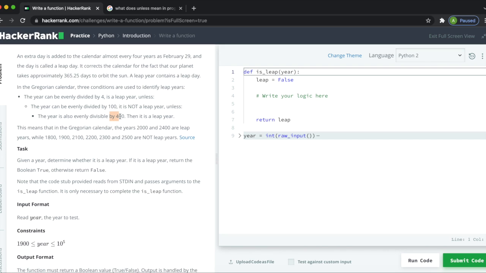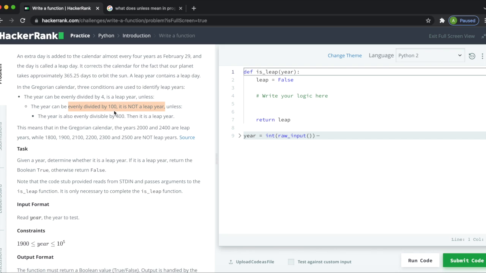So it says evenly divisible by 400. The three conditions are: the year can be evenly divided by 4. Say the year is 2000, it should be divided by 4, then it is called a leap year. The year can be evenly divided by 100, it is not a leap year. The year is also evenly divisible by 400, then it is a leap year. So we have two conditions which say it is going to be a leap year, and we have the third condition which says it is going to be not a leap year.